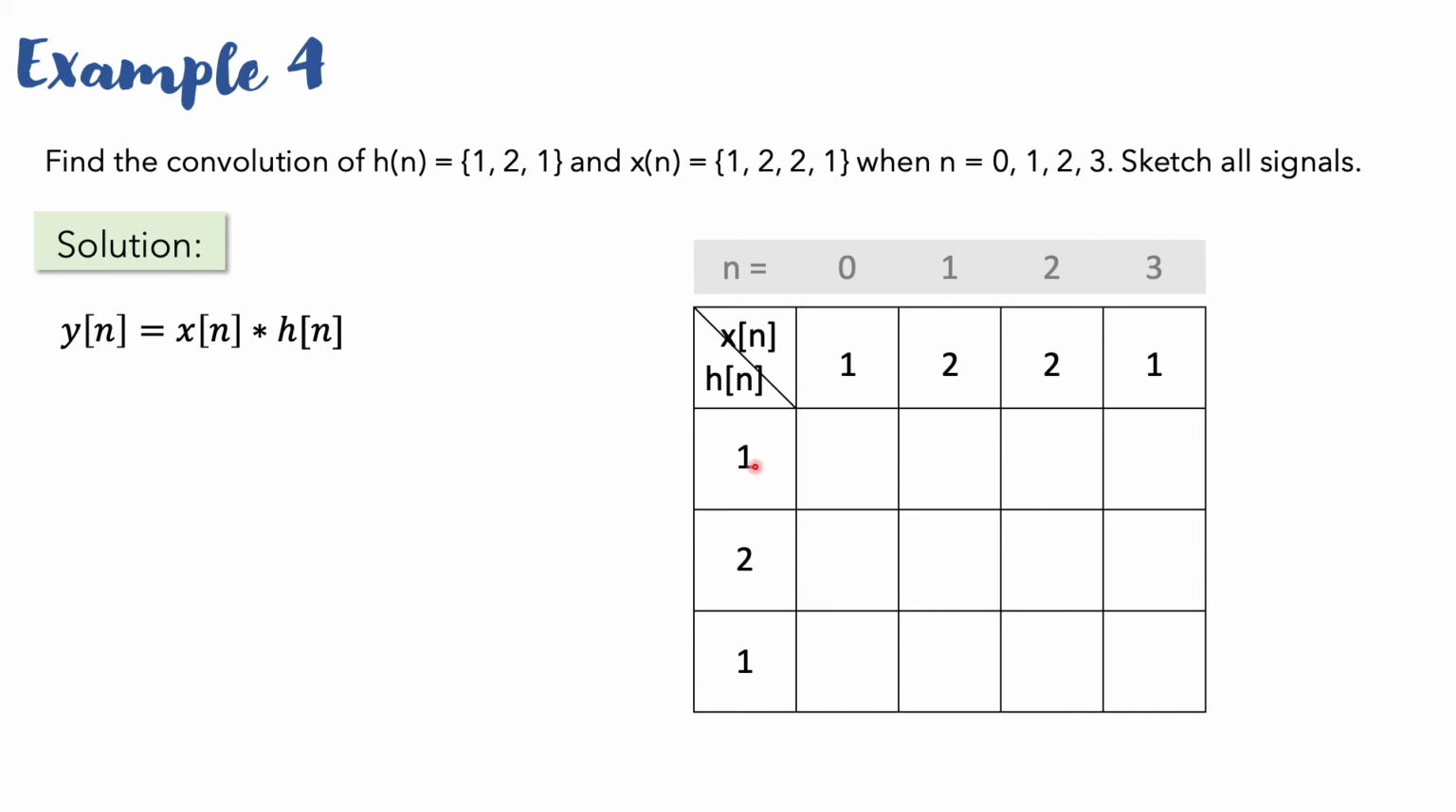Now what we are going to do, we will multiply them one by one. So 1 times 1 is 1, 1 times 2 is 2, 1 times 2 is 2 and 1 times 1 is 1, like this. Then we will do the same thing. We multiply 2 with all of these and we get 2, 4, 4 and 2. Then for the last sample in the sequence we multiply with all of them and we get this. Now we are done with multiplications. We will draw diagonal lines now like this.